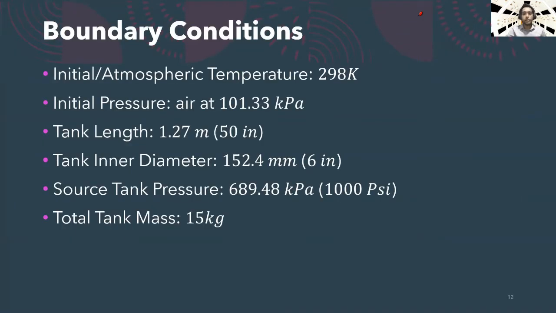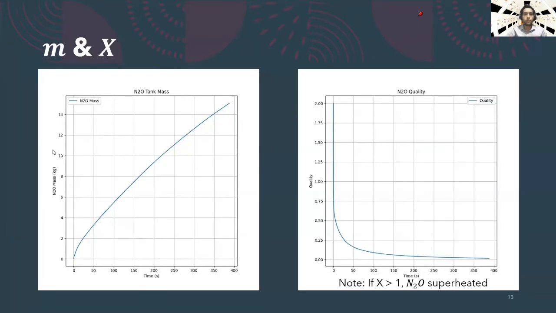As mentioned before, the initial temperature and pressures are assumed to be at STP. The tank length is 50 inches, inner diameter is 6 inches, the source tank is fixed at 1000 psi, and the total mass is filled at 15 kilograms. The resultant tank mass and quality as functions of time are displayed on the two graphs. On the left, the tank mass appears to increase linearly with slight decreases as time progresses. This is expected since the pressure differential between the source and oxidizer tanks decrease with time. This is due to the pressure increasing when mass is added into a constant volume.